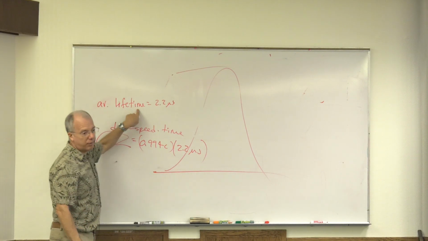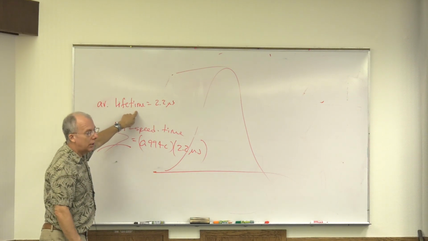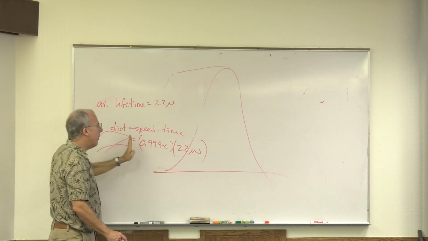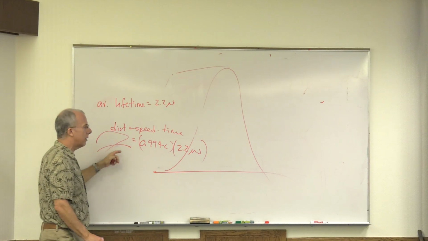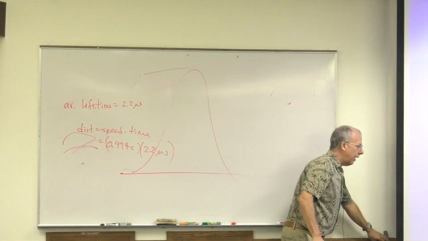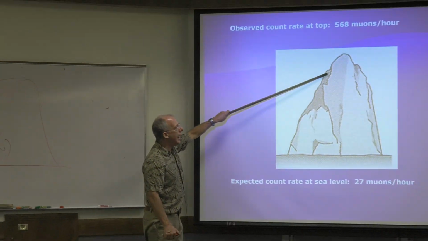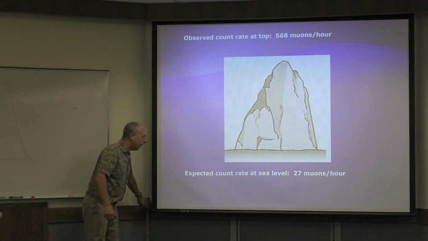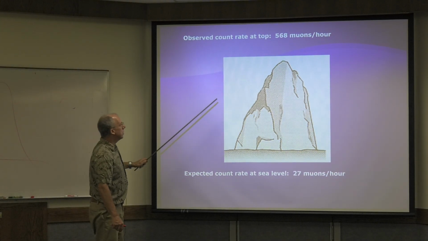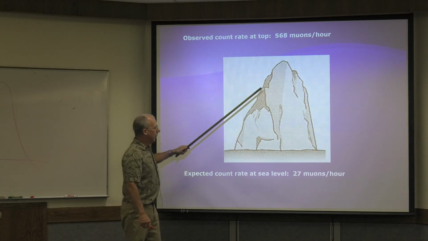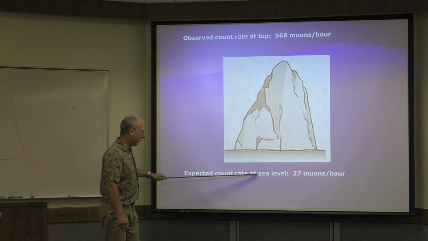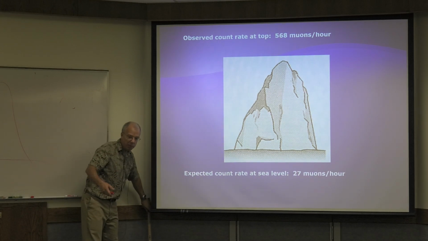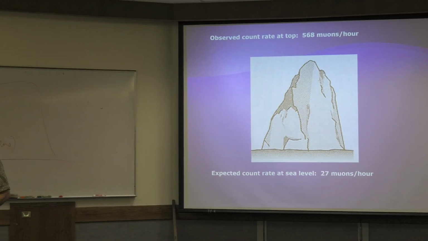Now remember, this was an average. Some will live a little bit longer, some a little bit shorter. But just by doing the simple calculation, you realize that nearly all of them will have decayed by the time you get to the bottom. So you start with 568, you expect most to decay, and you expect to get 27 muons per hour at sea level. Pretty simple experiment, right? Not a big deal.